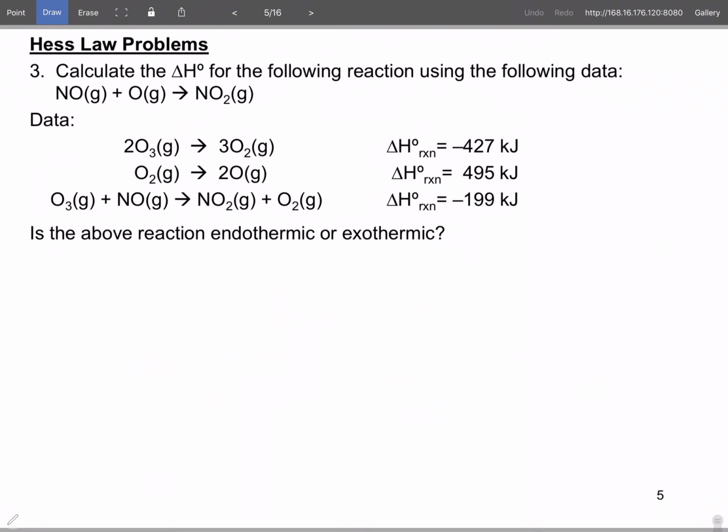We'll try to do this one right. Again, this is the equation we're aiming for. Now, on this one, we happen to have the NO in the third equation. So I'm going to write it first so that it's easier to see. We have ozone plus NO2 plus O2. And we didn't do anything, so we're going to keep the 199. So we just write it as is. All right.